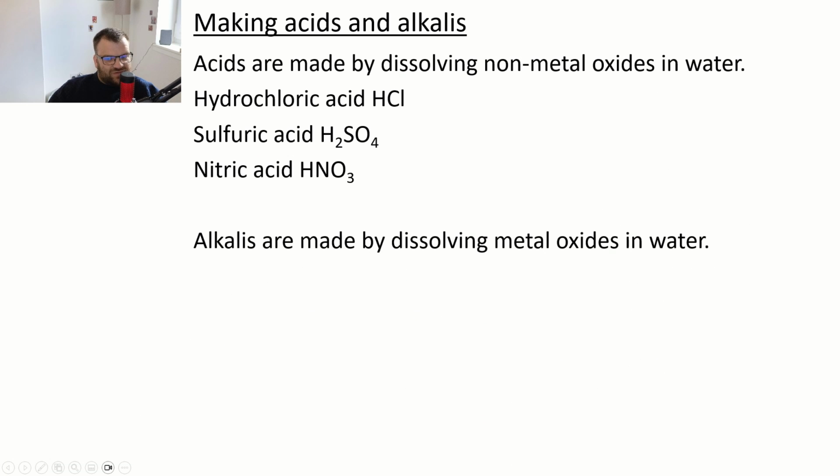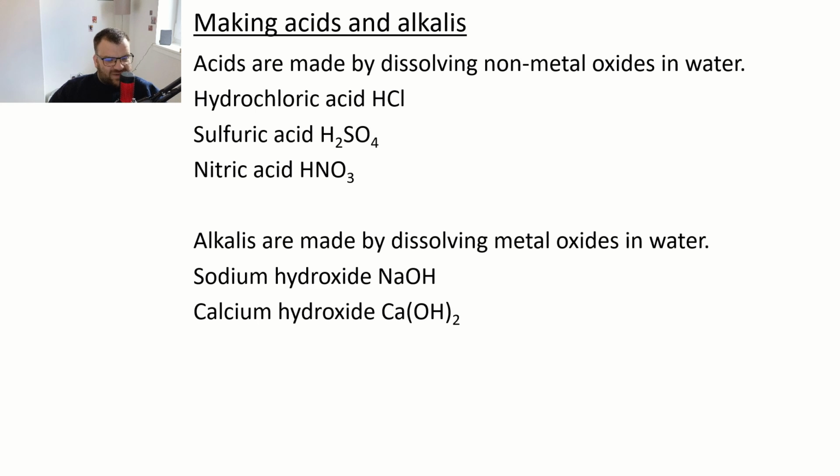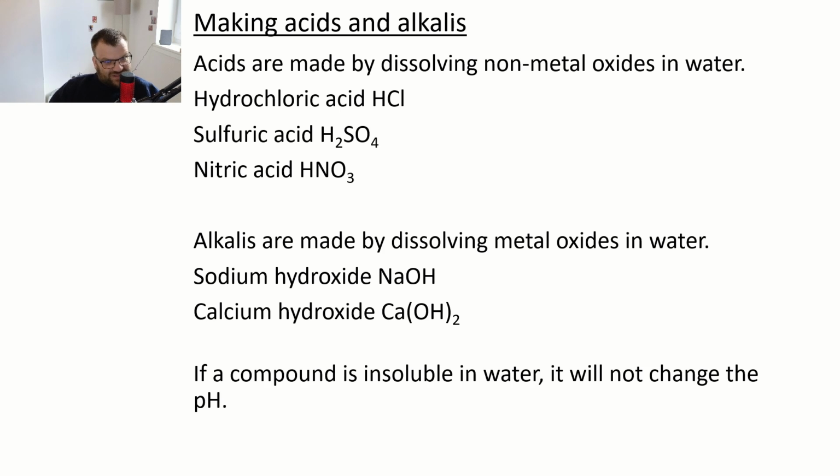On the flip side, if you have a metal oxide that can dissolve in water, you will form an alkaline solution. Examples include sodium hydroxide, NaOH, and also calcium hydroxide, Ca(OH)2. If you have a substance that will not dissolve in water, it will not change the pH.